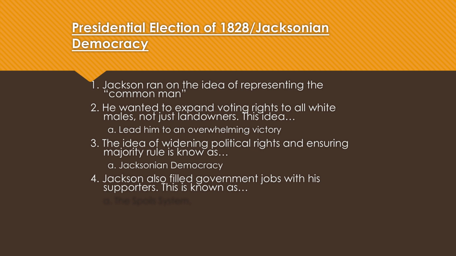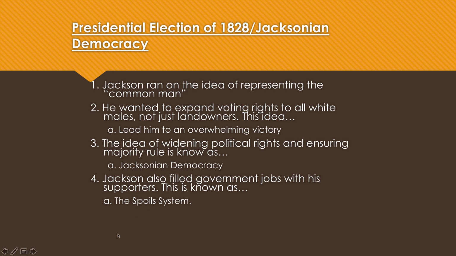Jackson does a few other things that are kind of outside the norm from previous presidents. He fills government positions instead of with people that are worthy of the job or qualified for the job. He instead fills it with his friends or supporters. This idea of filling positions in the government with supporters and friends is known as the spoils system. The spoils system definitely becomes tied to Andrew Jackson.